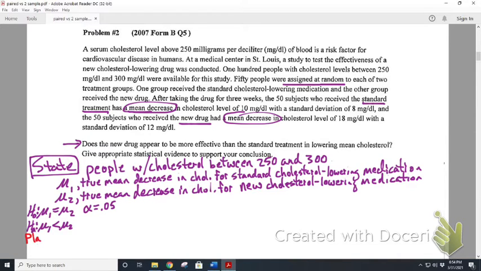Hope I have enough room. I was writing kind of big there. They were randomly assigned to each of 2 treatment groups. So let's say that. You have to skim through the paragraph anytime you have this and find how they applied randomness. So random assignment to treatments.